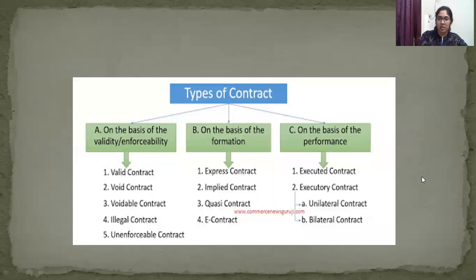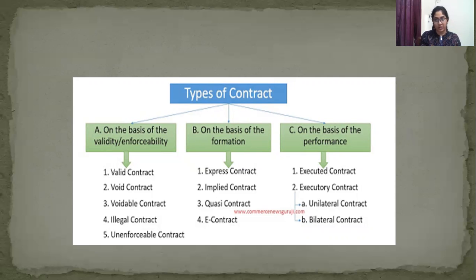So here there's this table which talks about how, on three bases, the types of contracts have been bifurcated. First is on the basis of validity and enforcement. When initially a contract or a situation is put forth in front of you, the only thing that you have to assess is: is it a contract or not? And if it is a contract, what kind of a contract is it?